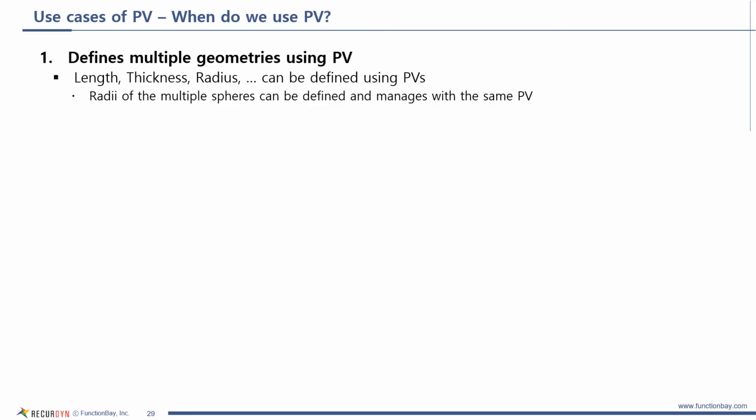So far, I have introduced what PV is and how to use it. This time, I will explain in what cases PV is used. First, multiple geometries can be defined using PVs. You can set the length, thickness, radius, etc. to PVs. In particular, the radii of multiple spheres, the lengths of multiple boxes, and others can be defined and managed using the same PV.